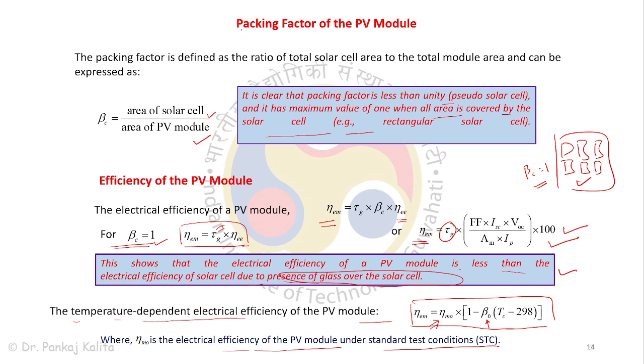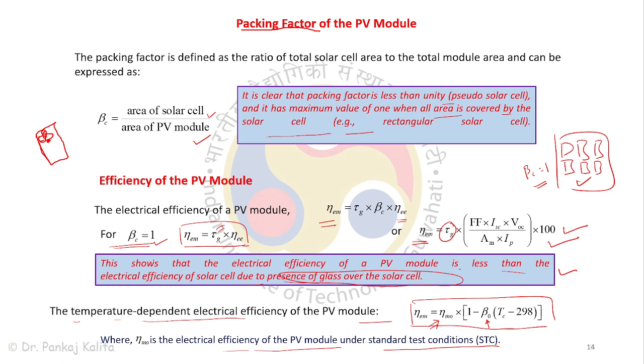Now here comes the packing factor of the PV module. If this is the rectangular PV module, it's not like its whole area is covered by the solar cell. If the solar cell is like this and the second solar cell is like this, there is some area left between each combination of solar cells. So the packing factor is defined as the ratio of total solar cell area to the total module area. It will always be less than 1.